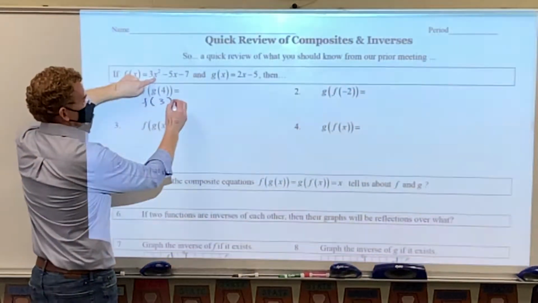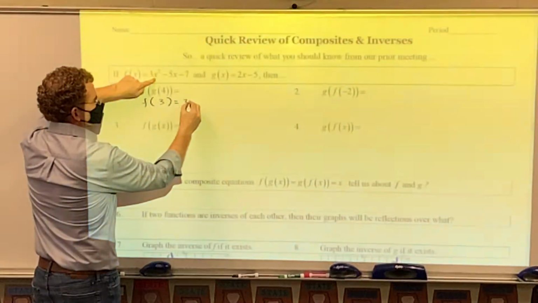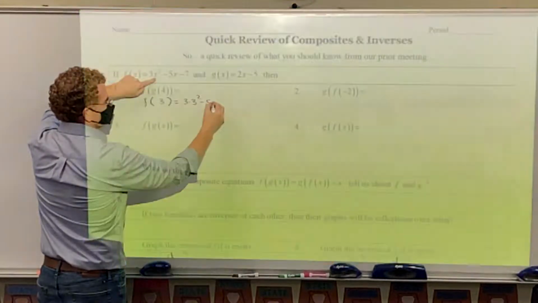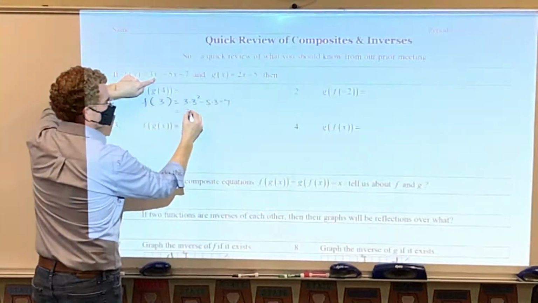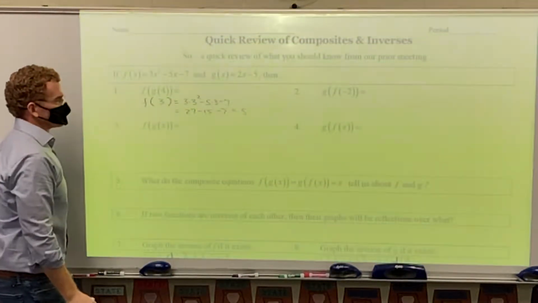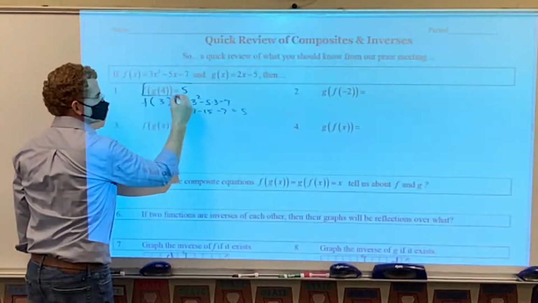27 minus 15 minus 7 is 12 minus 7 is 5. So what does that mean? f of g of 4 is 5.